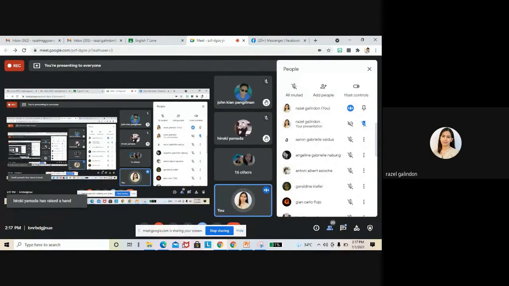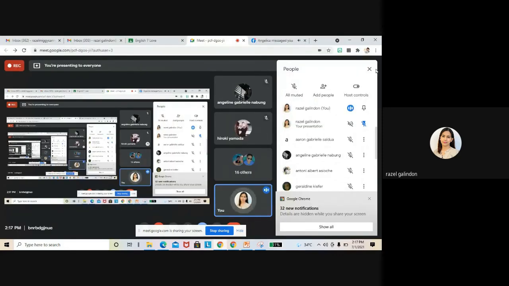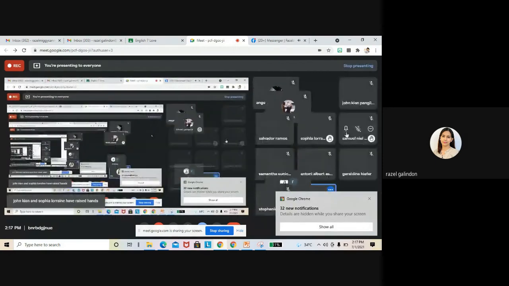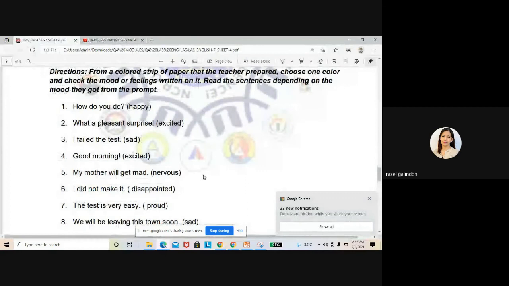Angeline, is your microphone working? Opo. Sige, number 3, anak. Sad. I failed the test. Yun, very good, no? So, we can feel that she is really sad because she failed the test. Okay, so number 4. For number 4, hindi kayong mag-raise yung hand nyo. Yan, Sophia. Sophia, number 4. Good morning. Yan, excited. Thank you so much, Sophia.